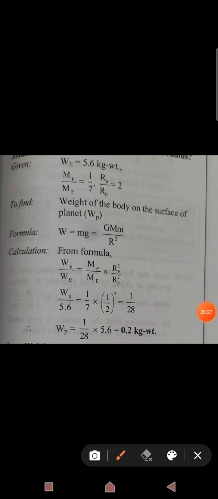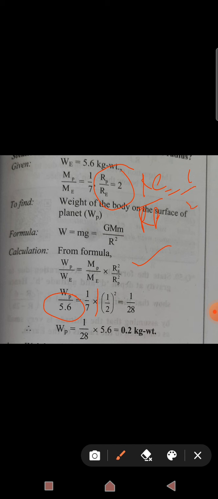After dividing, what are we getting? In this step we are getting Wp upon We is equal to Mp upon Me multiplied by r square e upon r square p. Right, friends, here We, that is the weight on the earth surface, is 5.6 kilogram weight. Mp upon Me, the ratio is 1 upon 7, and here you will observe that rp upon re is 2 upon 1. So we want the reverse, meaning re upon rp, it becomes 1 upon 2. So 1 upon 2 square.